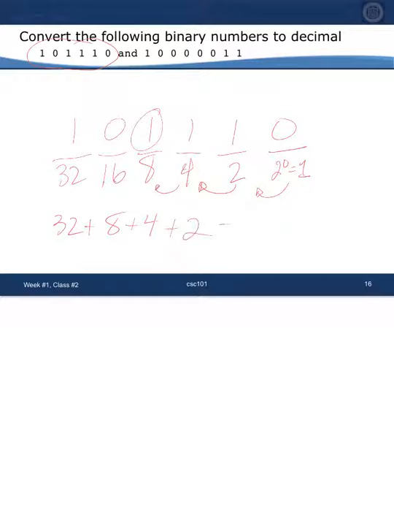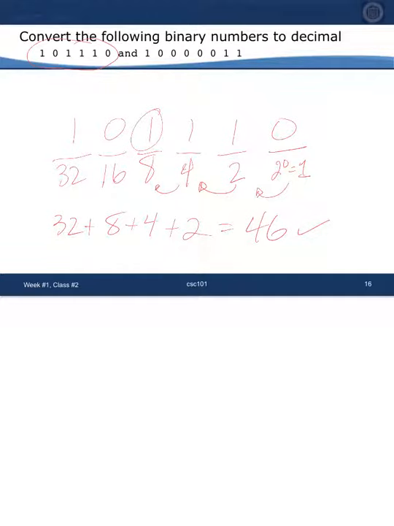So if I do a little arithmetic in my head or on a calculator, I get that that's our number, 46. So if the computer is saying I have 1011110 bits, in our world we would say, oh, you have 46 of them. Okay? So 46 should be the base 10 equivalent, or the decimal equivalent, of that binary number.